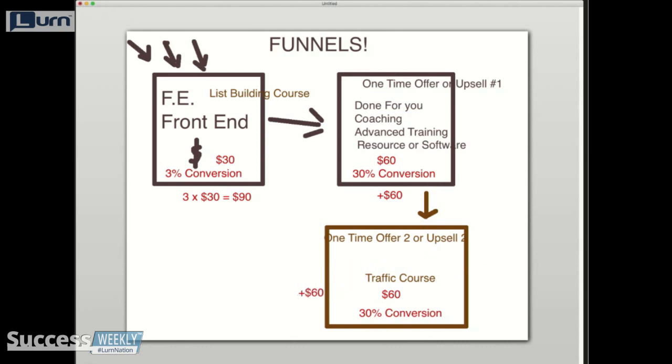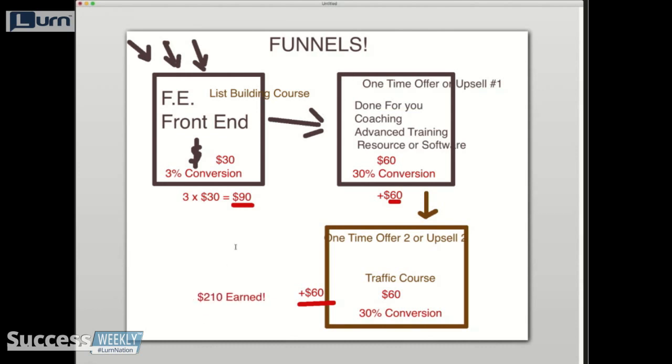Now, if you had just created a front-end product and nothing else, you would have had $90. By the time they go through your funnel, for example, here, you've created 60 plus 60 on top of it. So that's 120 plus 90. So now all of a sudden you have $210 earned, okay? Because they went through your funnel.